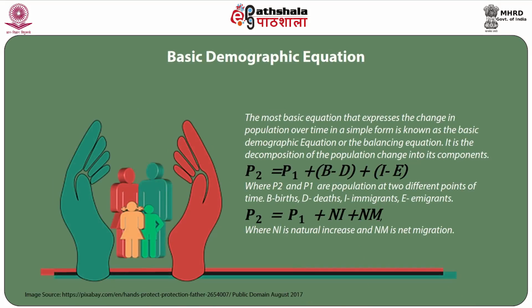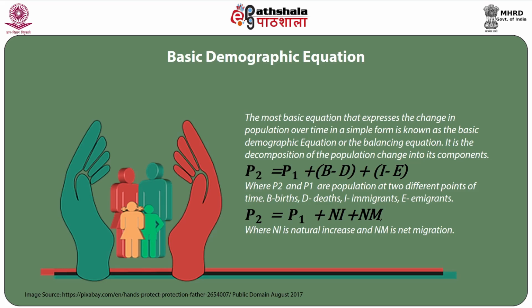Let's focus on the basic demographic equation. The most basic equation that expresses the change in population over time in a simple form is known as the basic demographic equation, or usually called the balancing equation. It is the decomposition of the population change into various components, expressed as P2 equals P1 plus B minus D plus I minus E, where P2 refers to population at the latest year, P1 refers to the population at the earlier point of time, B refers to births, D refers to deaths, I refers to immigrants, and capital E refers to emigrants.